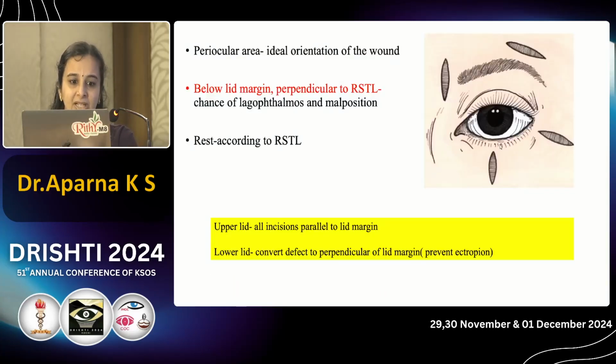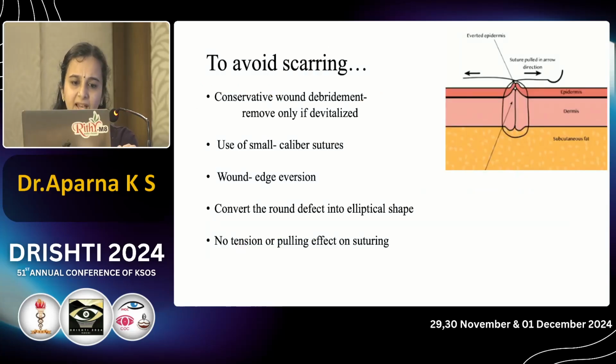There is one exception in the lower lid. When we are making an incision in the lower lid, we have to make it perpendicular to the RSTL, because if you make it parallel to the RSTL, it will be parallel to the lid margin. So when the wound is healing, there will be contraction of tissues that may result in lagophthalmos and malposition. So in the lower lid, we make it perpendicular to the RSTL, and in the remaining positions, it is parallel to the RSTL.